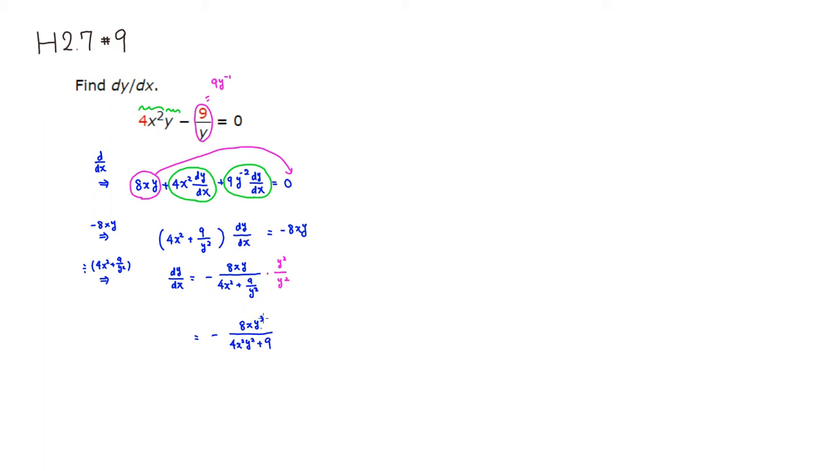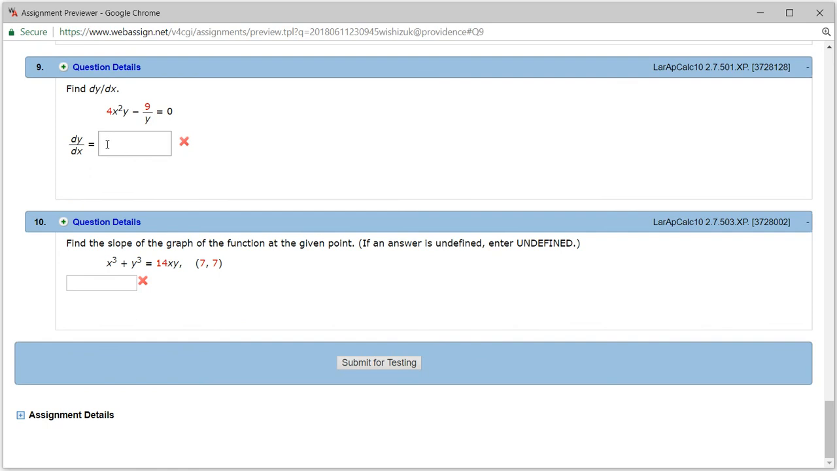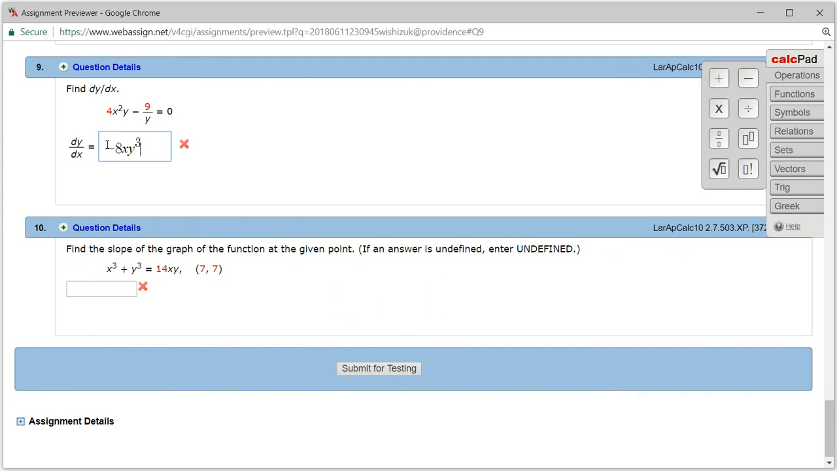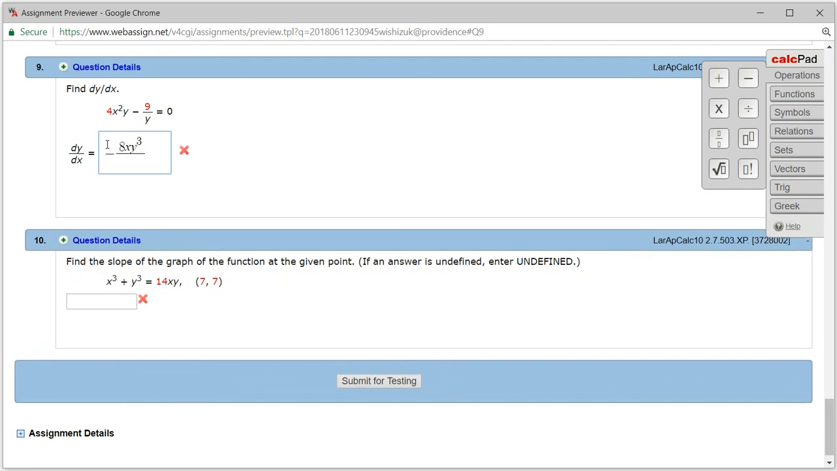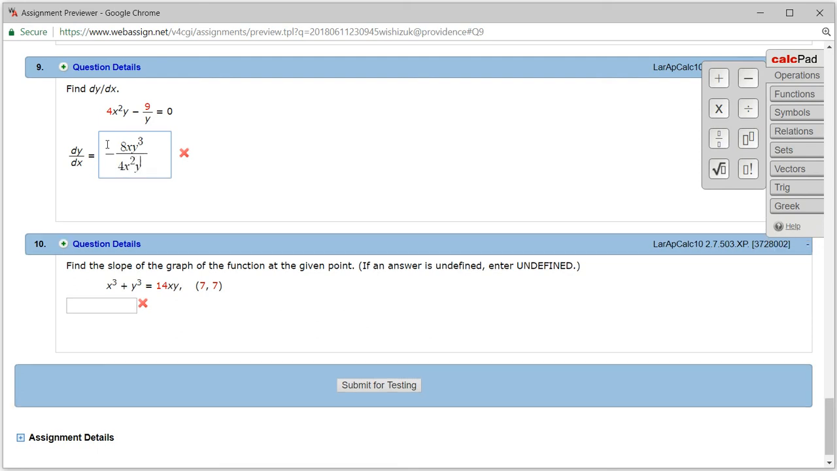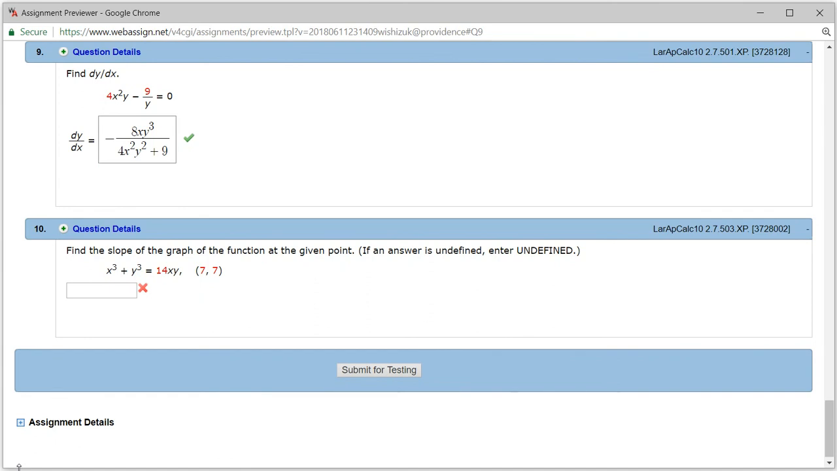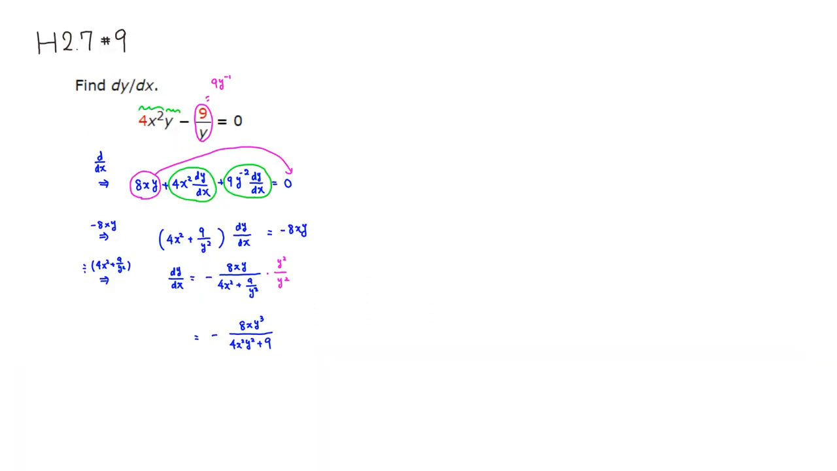Let's type this guy in. So I got negative 8xy cubed, then divided by 4x squared y squared plus 9. Let's check the answer. Submit for testing. It came back and looks like we got this one correctly. That's it. I hope that this was clear.